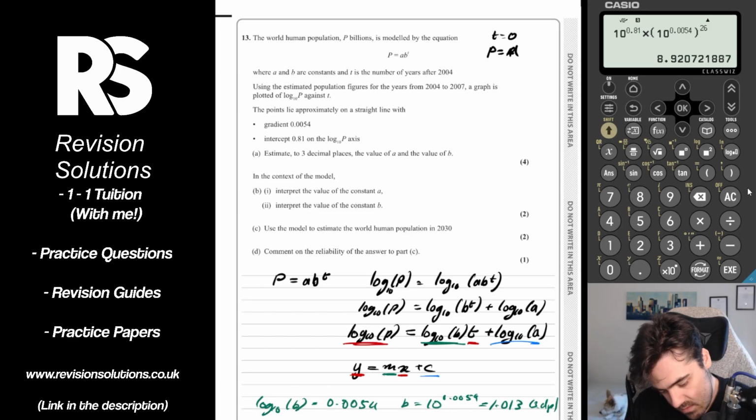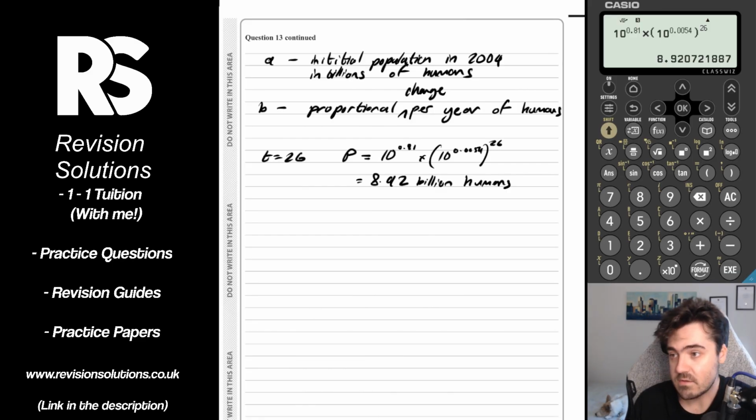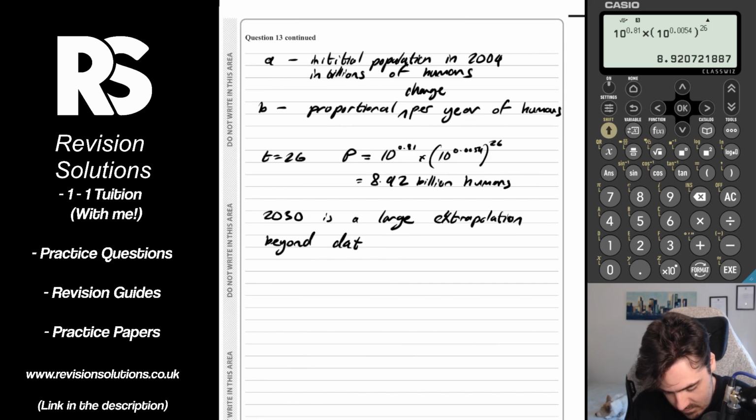Comment on the reliability to part C. So our data was from 2004 to 2007. So 2030 would be a long extrapolation outside of our data range. So 2030 is a large extrapolation beyond our data range. Therefore, likely to be unreliable.